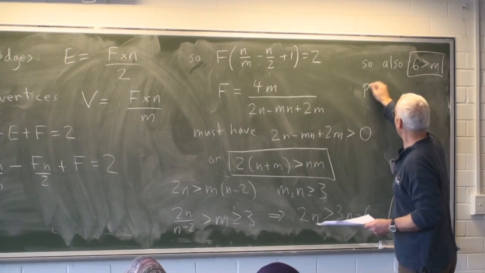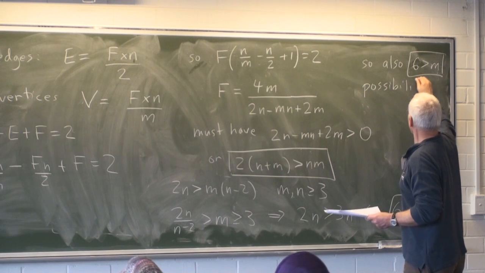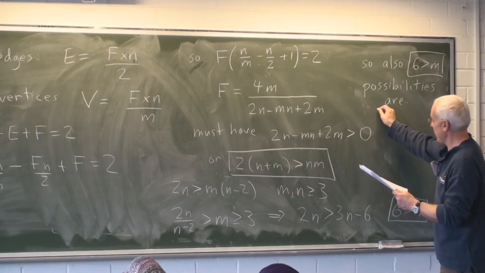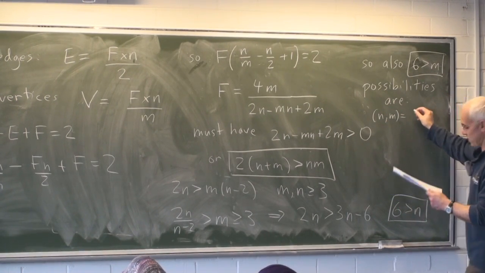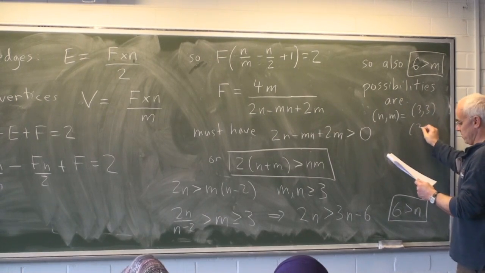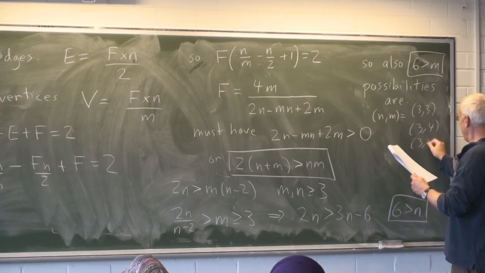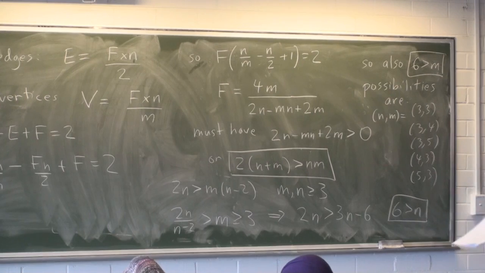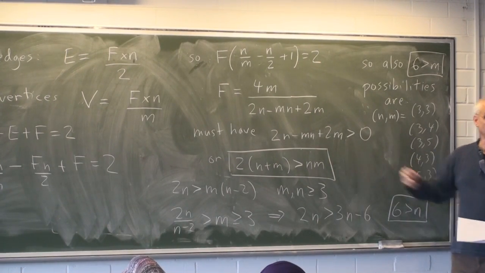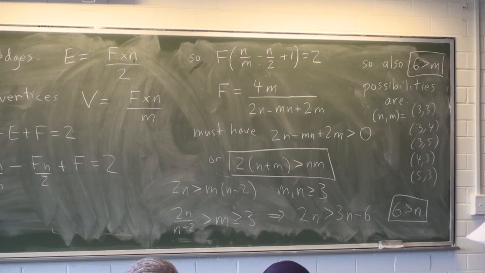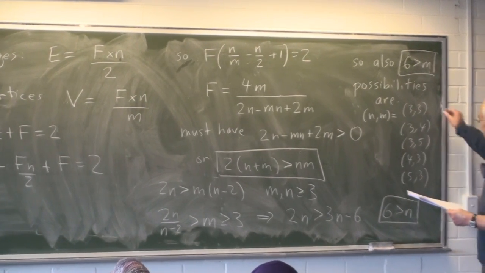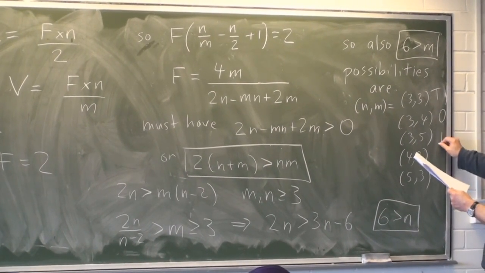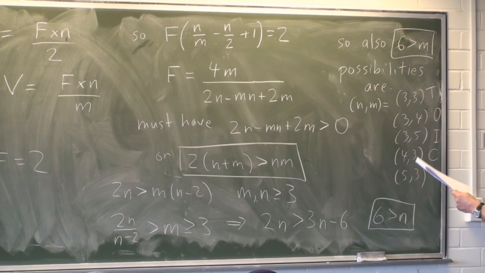And so the possibilities for n and m, they can be either 3, 3, 3, 4, 3, 5, 4, 3, or 5, 3. Those are the only pairs you can check that satisfy this inequality. And we are getting the, that's the tetrahedron, that's the octahedron, that's the icosahedron, that's the cube, and that's the dodecahedron.